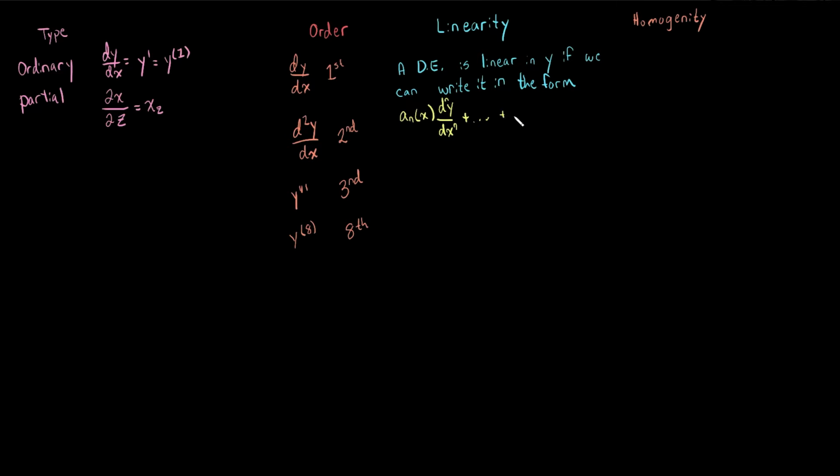But then we'll skip all the way over to a sub 1 of x times the derivative of y with respect to x, plus a sub 0 of x times y. Now notice that the 0th derivative of y with respect to x is actually just y itself. We haven't taken the derivative at all, so it would just be our y function right here, equal to g of x.